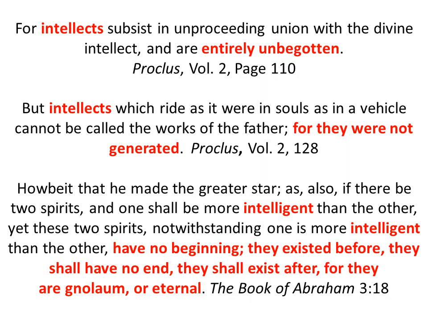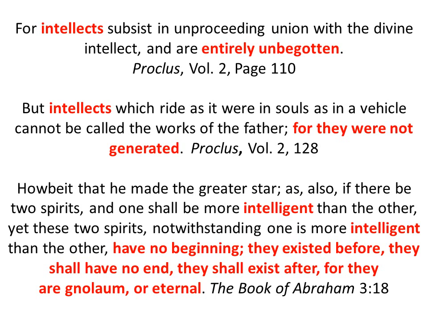And now we have the idea out of the Proclus of intellects being eternal, unborn, and always existing. And this same idea can be found in the book of Abraham. Let's read the first one here out of the Proclus. "For intellects subsist in unproceeding union with the divine intellect and are entirely unbegotten." So unborn, have always existed, you could interpret that. Then the next one out of the Proclus: "But intellects which ride, as it were, in the souls as in a vehicle cannot be called the works of the Father." So in other words, he didn't create them. For they were not generated, not created, just have always existed, these intellects.